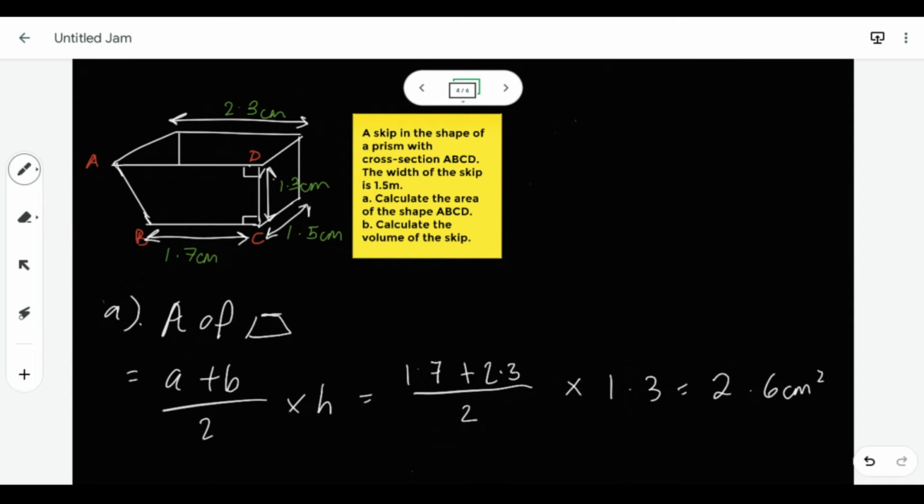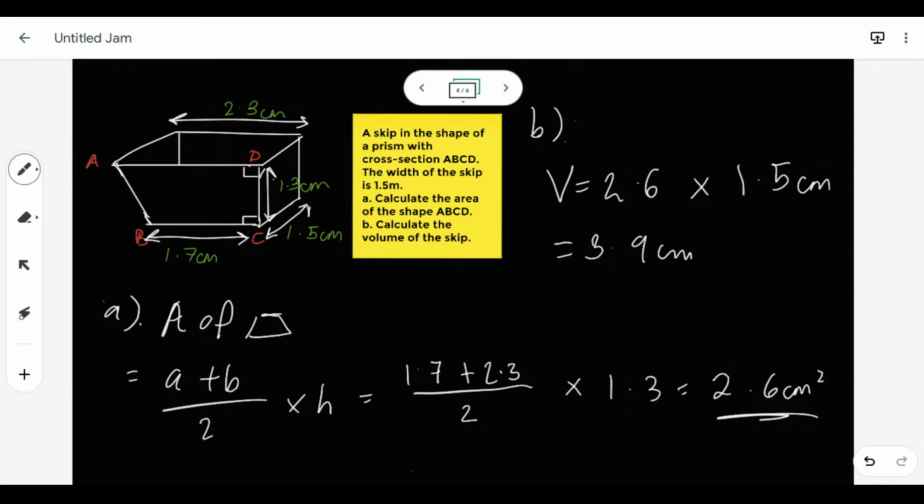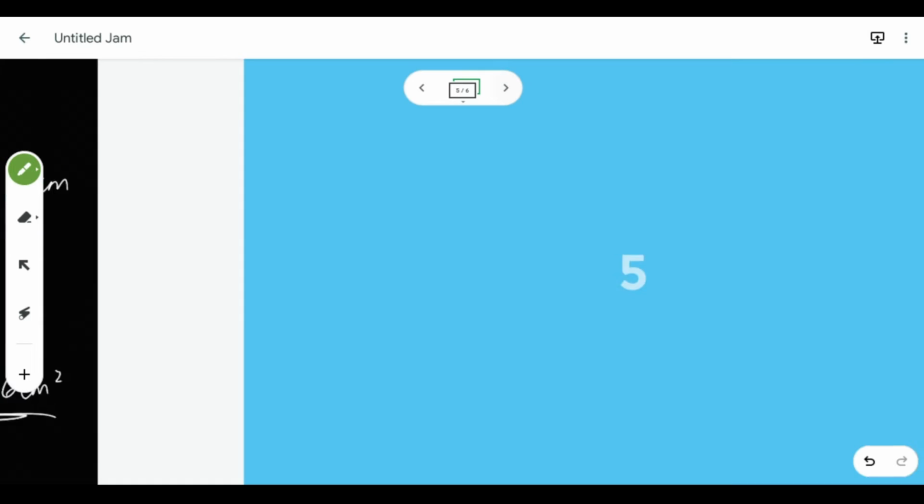That's your final answer. Now, for part B, all you have to do to find the volume of a prism is times the area by the length. So we have the area, which is 2.6 centimeters squared, times by the length, which is 1.5 centimeters, giving you a final answer of 3.9 centimeters cubed. So that is your final answer. Now, moving on to your next question.